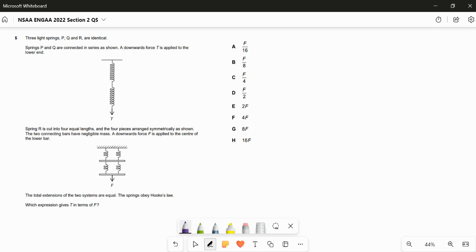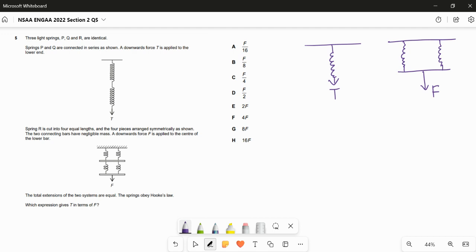So, noticing the symmetry of the two systems, we could actually just focus on one spring up top with tension T, and then the other one with the quarter springs with a force F pulling down. This is because the ratio of the extensions would be the same in both. So the first set would extend the same way as the second set. So we can just compare these two systems just to simplify the problem.